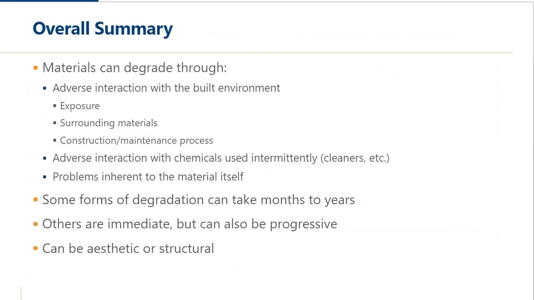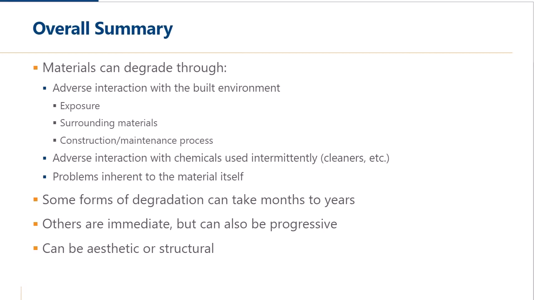Thank you, George. So this overall summary of what we talked about: some different mechanisms of degradation of materials, being adverse interaction with the building environment, which could be exposure to temperature or moisture conditions, incompatibilities with the surrounding material, and also just the construction and maintenance process. We've talked about adverse interactions with chemicals used intermittently, which may or may not be thought about when somebody is designing or specifying for a building. And problems that are inherent to the material itself, where the material just alters with time.